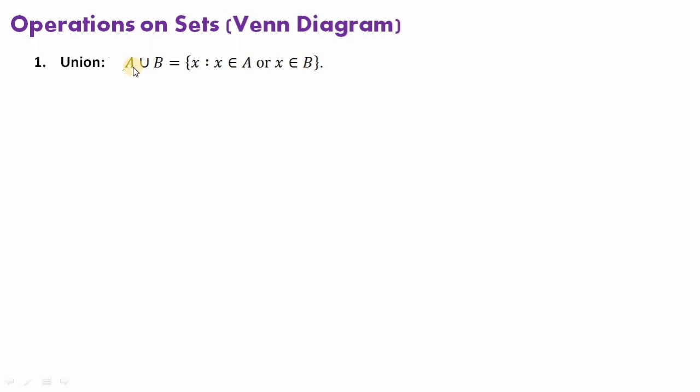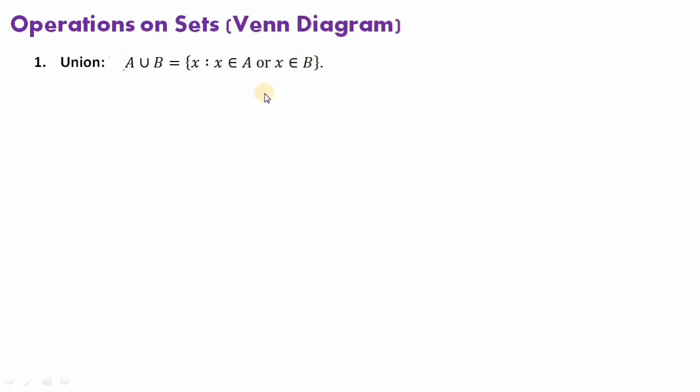So if there are two sets A and B, then A union B is defined by this set. That means in this set there will be elements X such that X belongs to A or X belongs to B, or X comes from A or X comes from B, or both. All right, so this is the meaning.